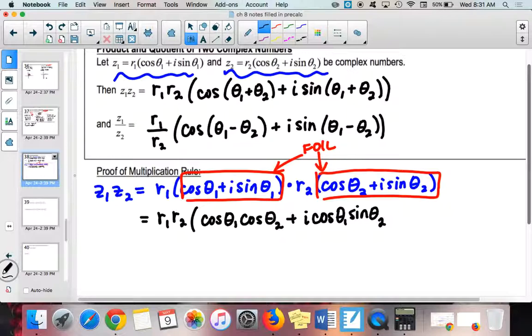All right, now I'm going to do my inner, so that's these two terms. So I'm going to have plus i sine of theta 1 cosine of theta 2. And one last step. It's the last one. i squared, what was i squared? Negative 1, right? So I'm going to have negative 1 times sine of theta 1 sine of theta 2.